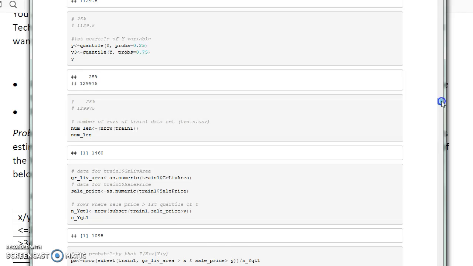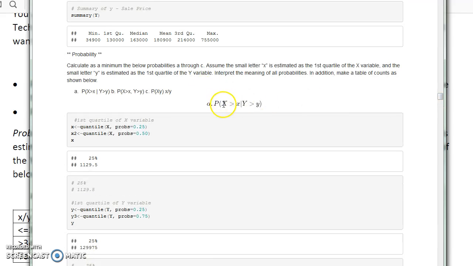If I put that into the calculations, I look at the number of rows, put the data in there, and then take a probability of greater than x and sale price greater than y, and then divide it by the y quartile 1, it comes out to 0.871. So that's A, which is to find the value of P(X greater than x, Y greater than y).